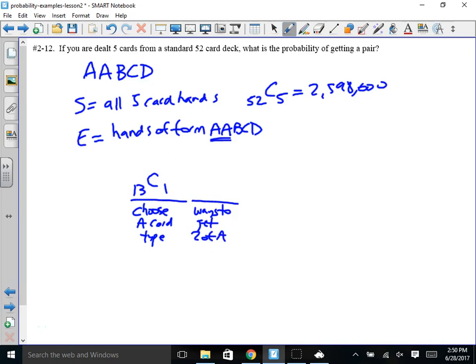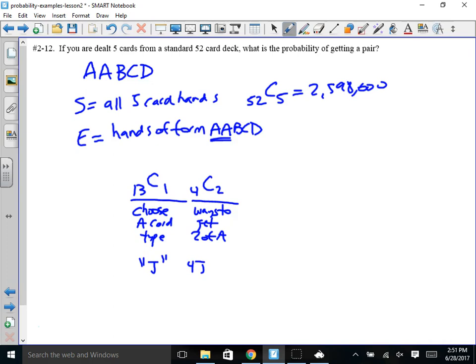Okay, and then I have to talk about how many ways there are to get 2 of the A cards, right? Well, in a deck, there are 4 of each type of card, right? There's a heart, a club, a diamond, and a spade. So let's say, for example, that we chose jacks to have the pair of. Well, then there's 4 jacks in the deck. So out of those 4, we have to choose 2 of those to be the pair, okay?